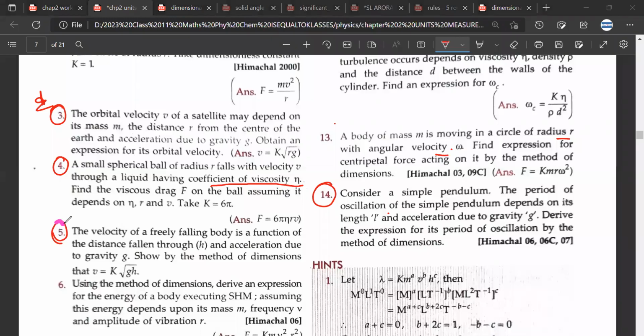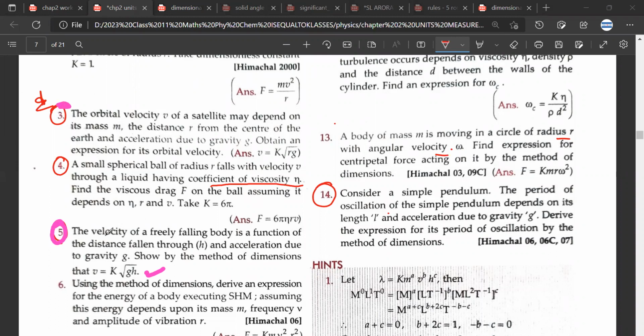So, Mr. Rudra, the velocity of a freely falling body is a function of distance and acceleration due to gravity g. Show that by method of dimension v is equal to k root gh. So this is similar to the question we have done in question number 3.